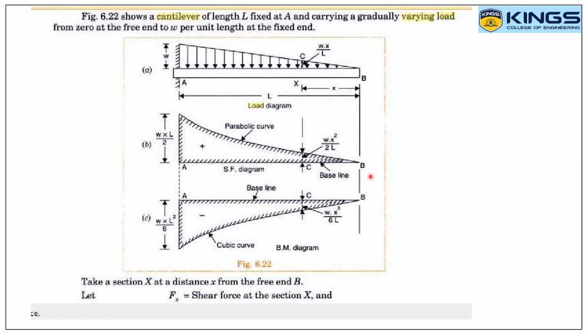And finally, this shows a cantilever of length L fixed at A carrying a gradually varying load, which means a uniformly varying load. This beam is a cantilever, which means one end is fixed and the other is a free end. The load varies from 0 at the free end to W per unit length at the fixed end. So the fixed end will have the maximum intensity of load, and B, the free end, will have the minimum intensity. This carries a parabolic curve of shear force, and the bending moment diagram will be in negative.